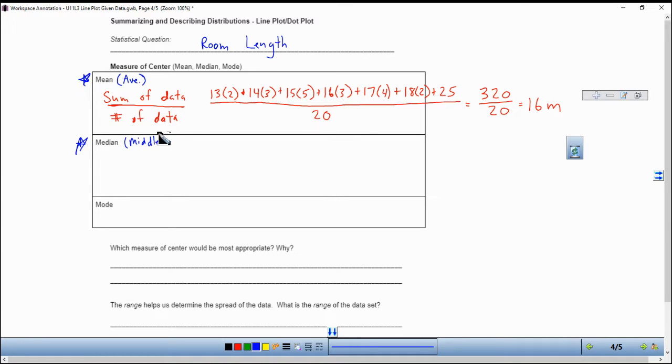The middle. Okay, so what we have to do is line up the numbers from least to greatest, and then we will find the middle by crossing them out until we get the middle 2 or the middle 1. Now, as we're doing this, let's think if we're going to have one number in the middle or two. Think about that as we're lining up these numbers.